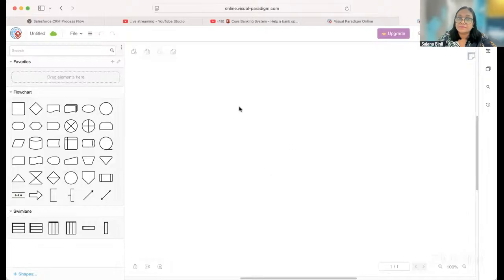Okay. Once you click on the create button, you get a blank canvas like this. And this is the canvas where you're going to draw the process flow diagram. Everyone here so far, have you opened this canvas? Type yes in the chat box if you have opened it.